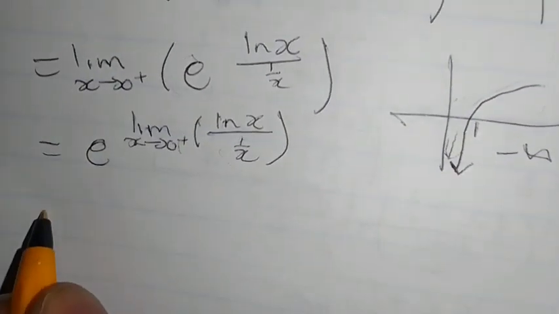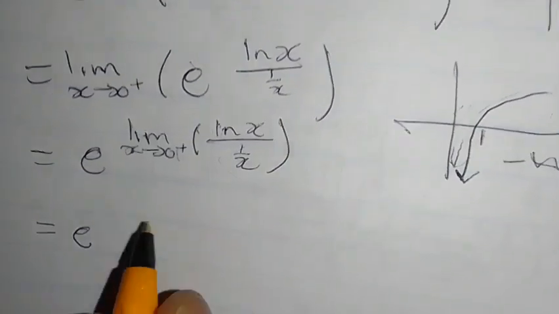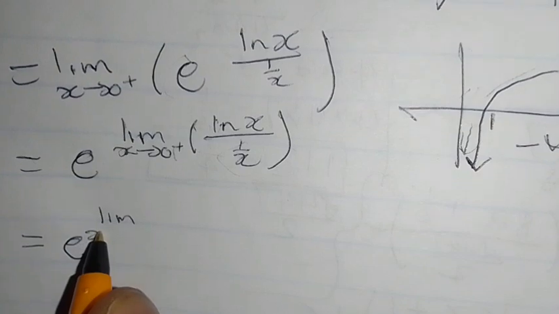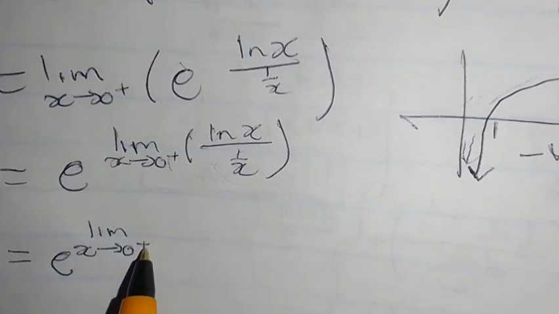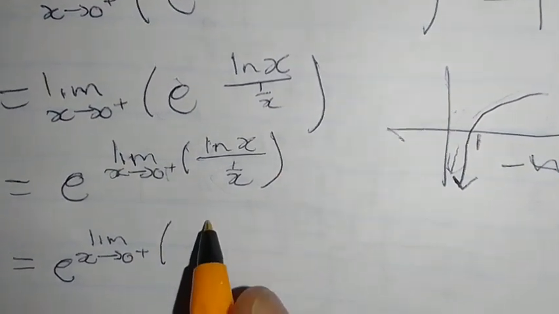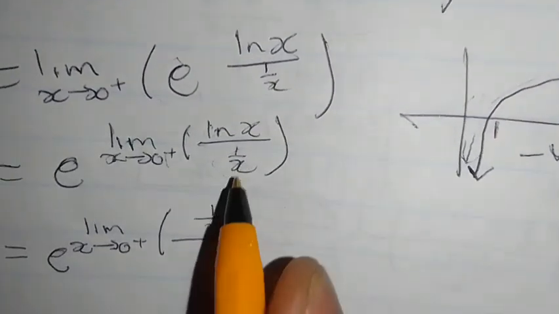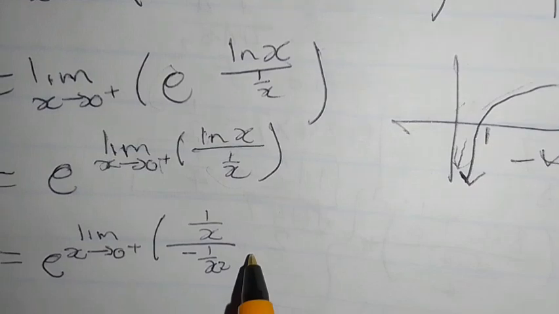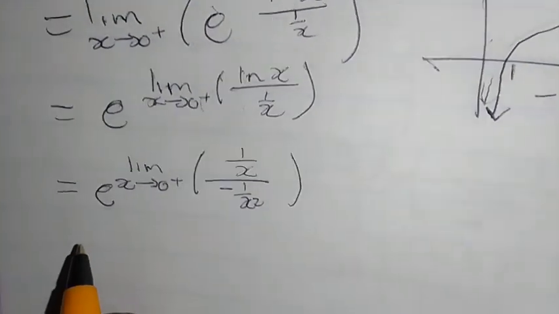So we have infinity over minus infinity. That means that we can use L'Hopital's rule on there. So we'll have to differentiate the denominator and differentiate the numerator as well. Now you're going to have the derivative of ln x is just going to be 1 over x, and the derivative of 1 over x is going to be minus 1 over x squared. Then you have something like this.